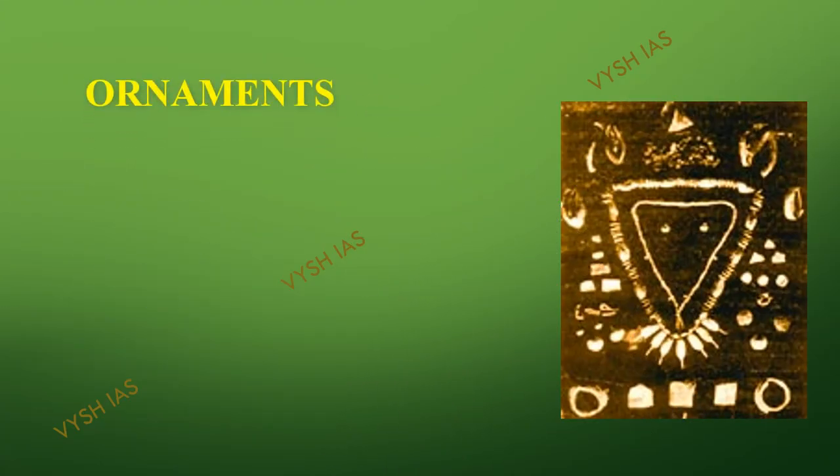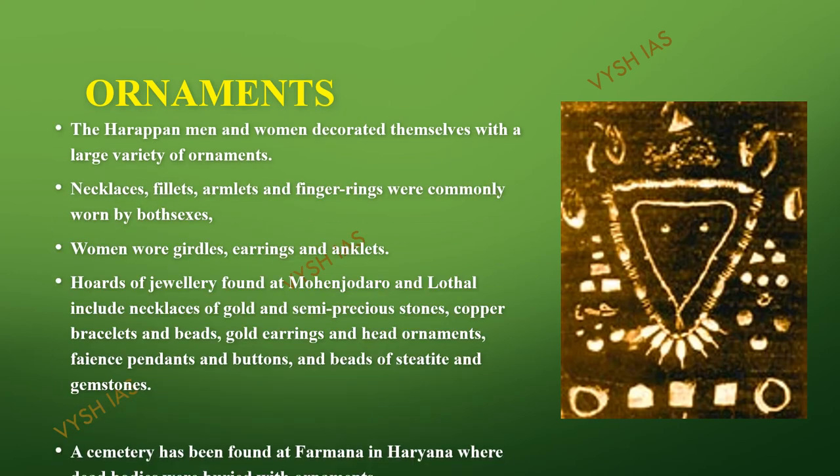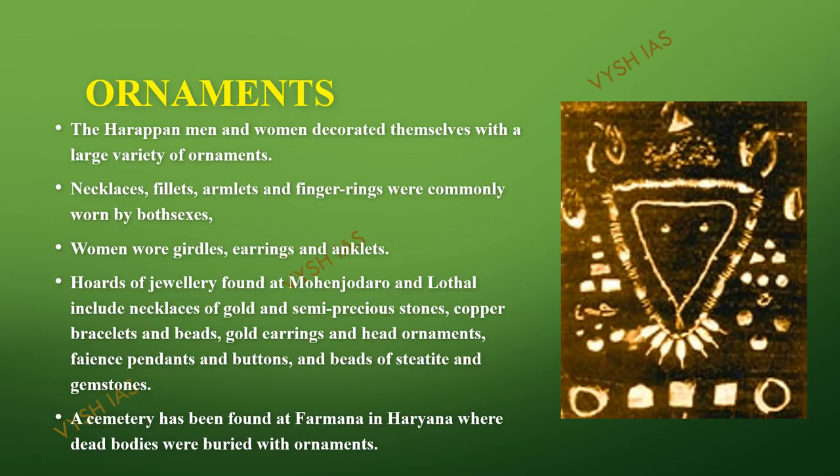We are going to see about the ornaments that the Harappan people wore. Both men and women wore a lot of ornaments. Necklaces, fillets, armlets, finger rings were commonly worn by both the sexes. Women wore girdles, earrings and anklets. Girdles are nothing but the modern day hip chains that women wear around the hip.